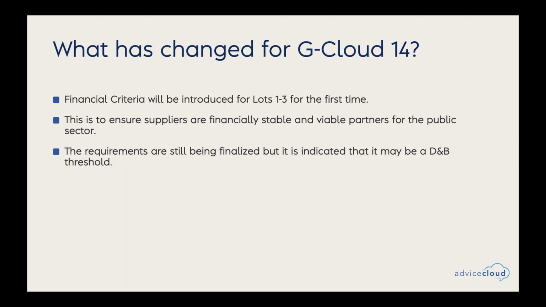Financial criteria. This is quite a big one. So financial standing criteria is going to be introduced to lots 1 to 3 for the first time. It was introduced for lot 4 last year. And this is to ensure suppliers are more financially stable and viable partners of the public sector. This is Cabinet Office policy.